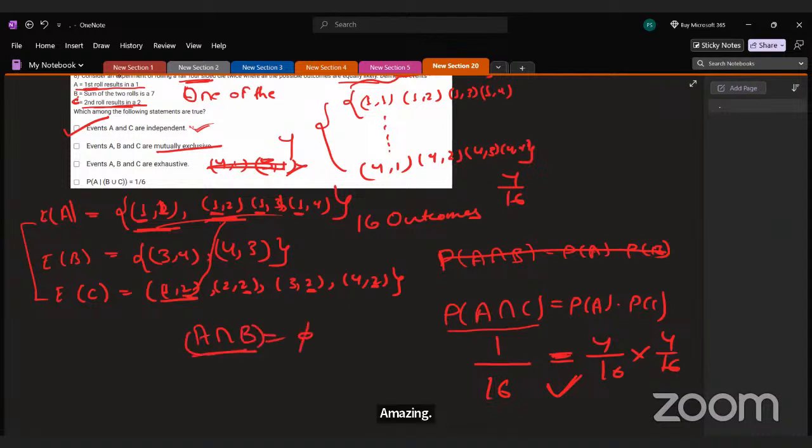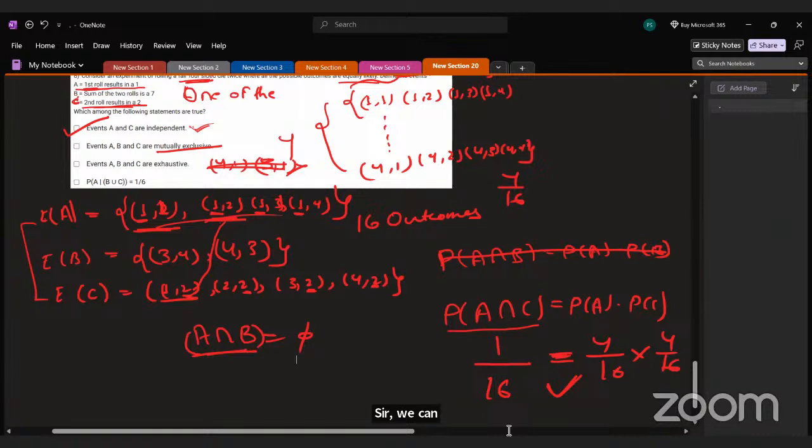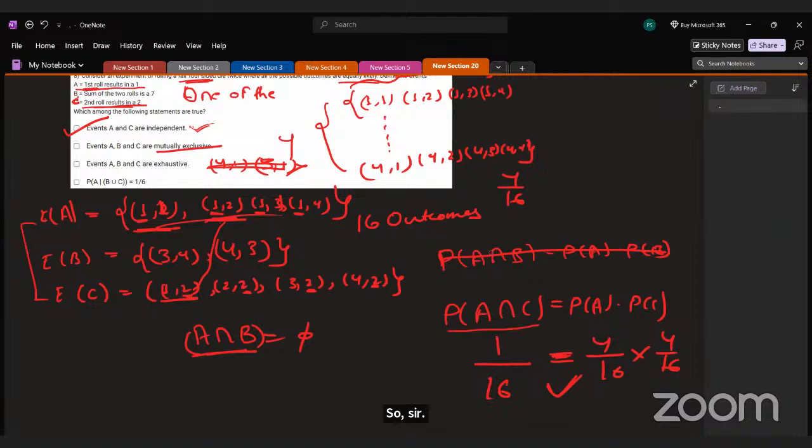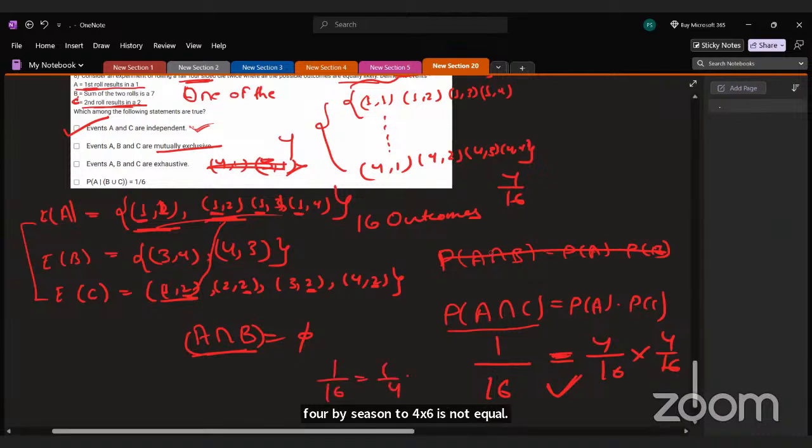Sir, the condition is not equal. You have written equal here, but it's not equal. 1 by 16 is not equal to 4 by 16. It is equal. 1 by 4 into 1 by 4. Hold on. Oh, sorry.